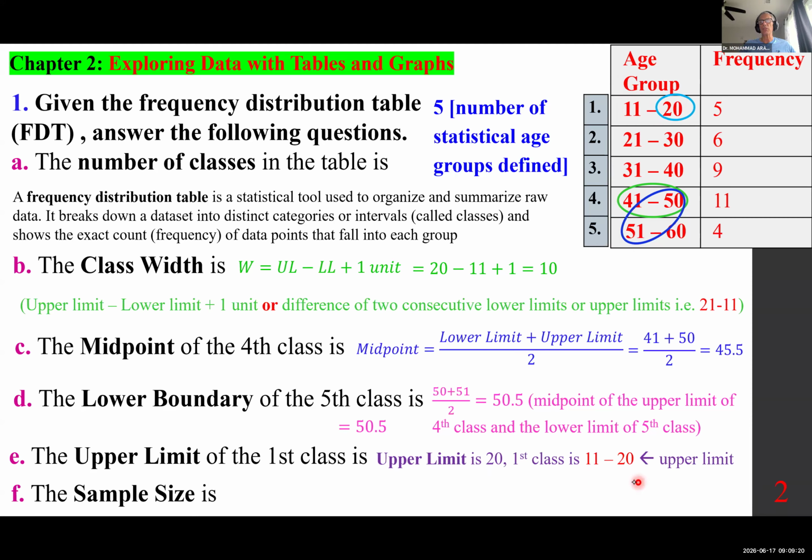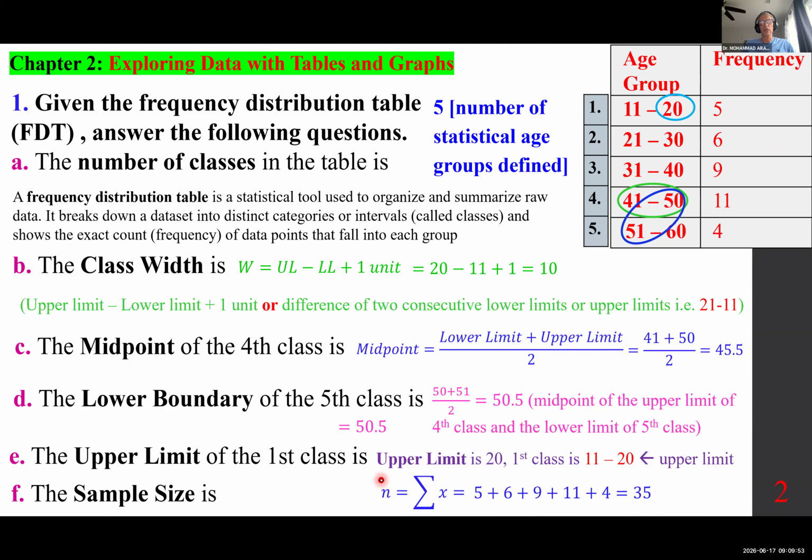What about the sample size? So frequency, that means from 11 to 20, we have 5. From 21 to 30, we have 6, and so on. Frequencies must be added up. So 5 plus 6 plus 9 plus 11 plus 4, that is n, the sample size. By the way, if it is a sample, lowercase n. If it's a population, uppercase N.